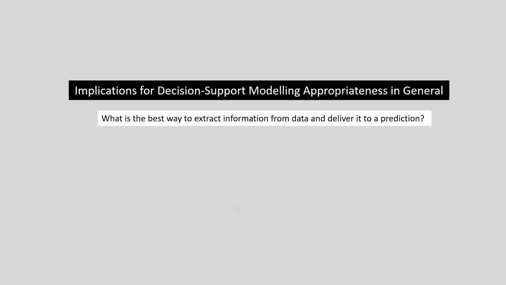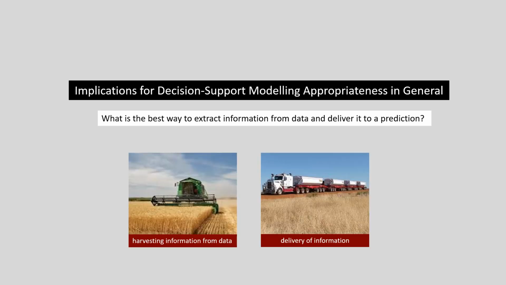So, taking all that we've just said, now let's try to draw some conclusions that pertain to how we do decision support modeling in the real world. What is the best way to extract information from data and deliver it to a prediction? That, after all, is what decision support modeling is all about, as we said way back at the beginning of this video. So I'm going to summarize my conclusions in a graph.